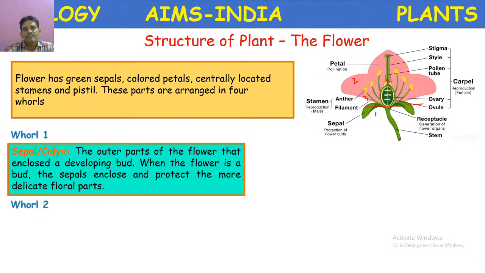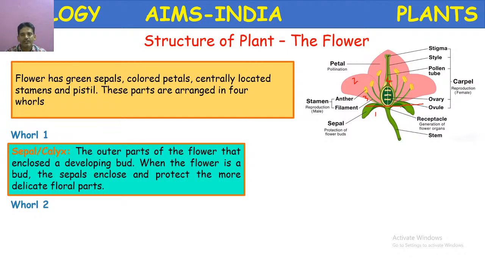The central one is the fourth whorl. Okay, so let us study one by one. First whorl, calyx. What is calyx? Calyx is the outermost whorl, or outermost part of the flower, that encloses a developing bud. Okay, so here the bud is enclosed.